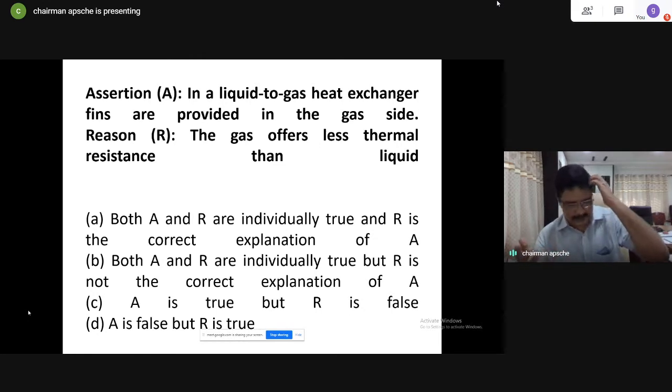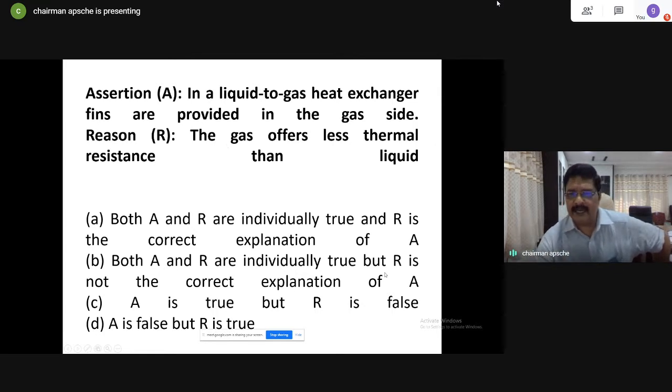Now the convection heat transfer again is a function of thermal conductivity. Thermal conductivity of the gases is low, and therefore the thermal resistance is very high for the gases, whereas it is mentioned less. That was the confusion. So when you look at it, both A and R individually true. A is true, but R is not true, because it has more thermal resistance because of lower heat convection capabilities right in the first layer.